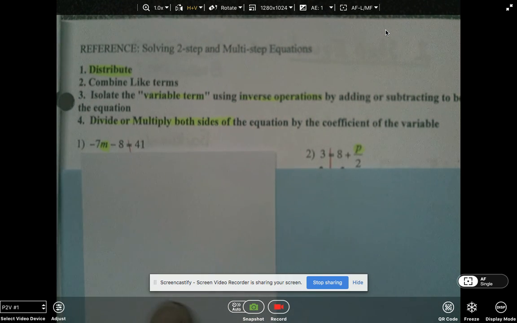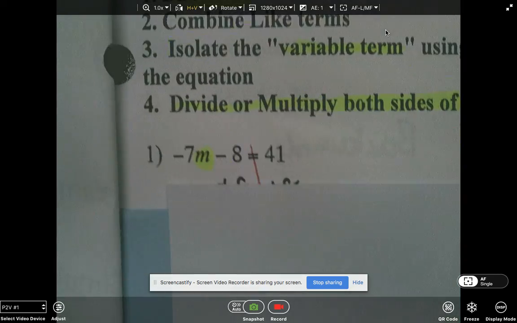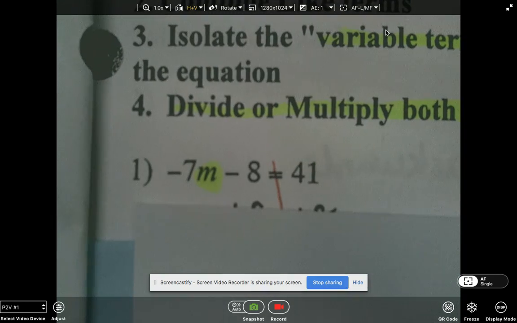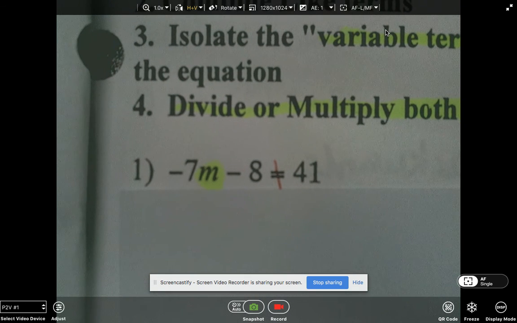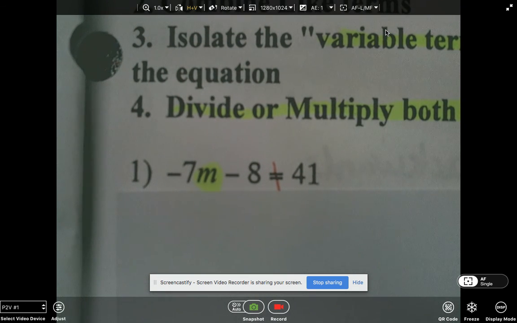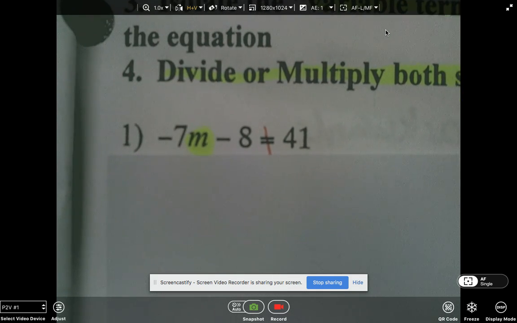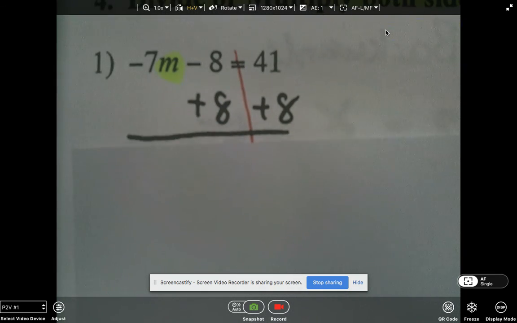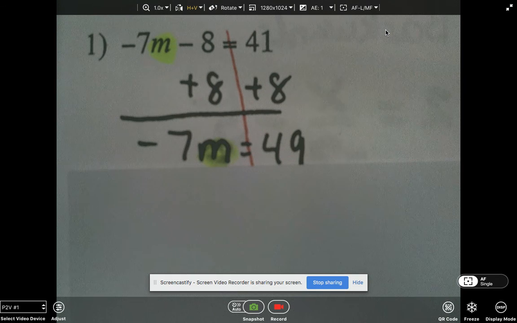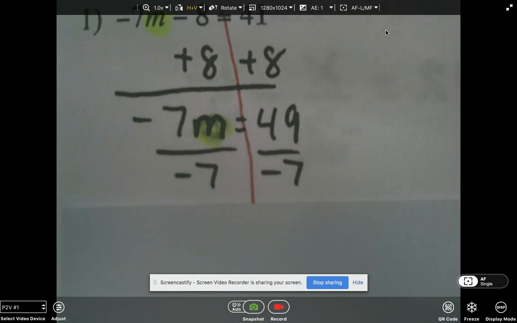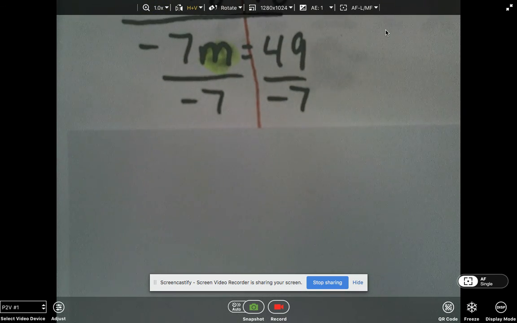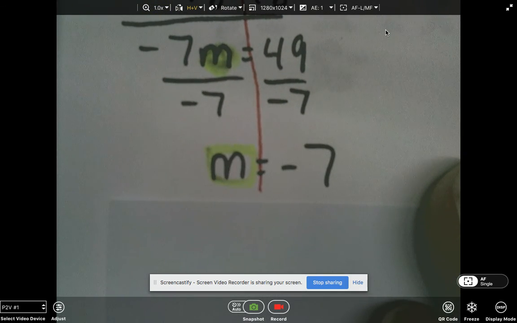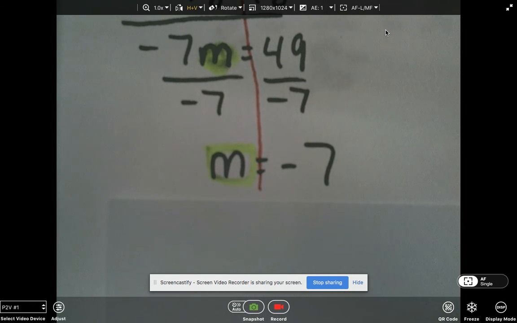So the first example, let's focus in here on number 1. Okay, so it's a two-step equation. The variable's on the left. Raise your hand. What is the first step of this two-step equation? Plus 8 to both sides. And what are you left with? Negative 7m equals 49. The next step, divide by negative 7. And the final answer, m equals negative 7, excuse me.